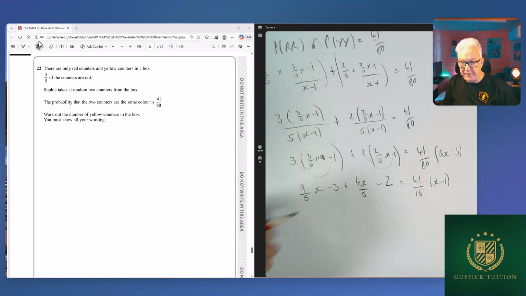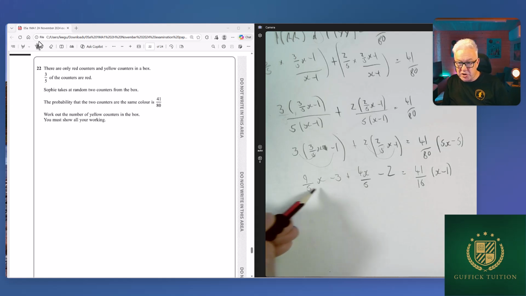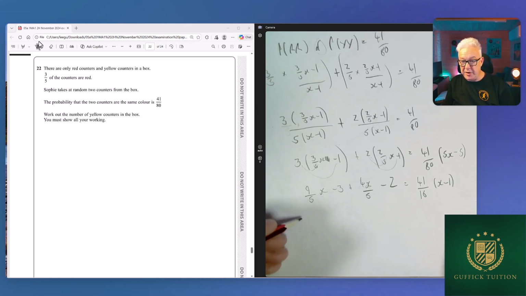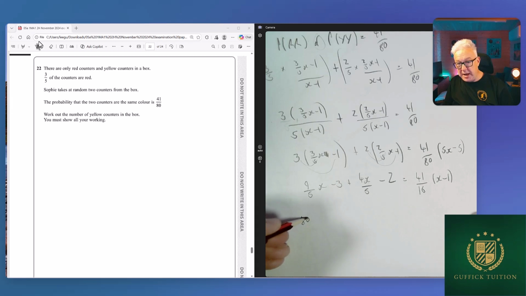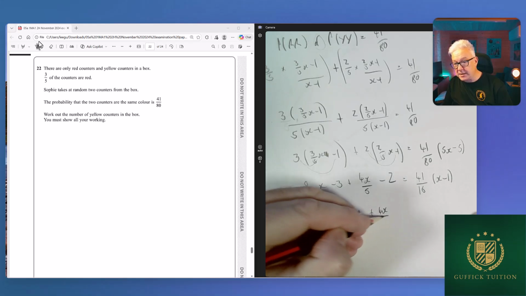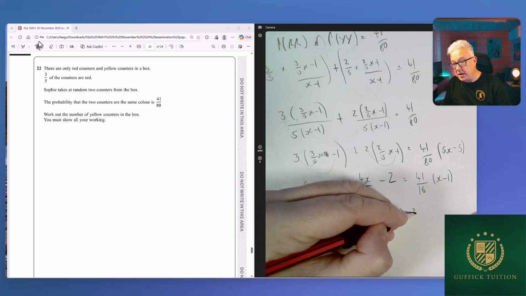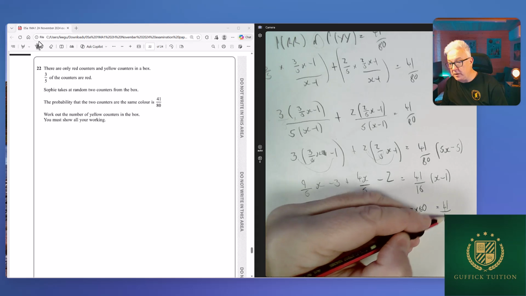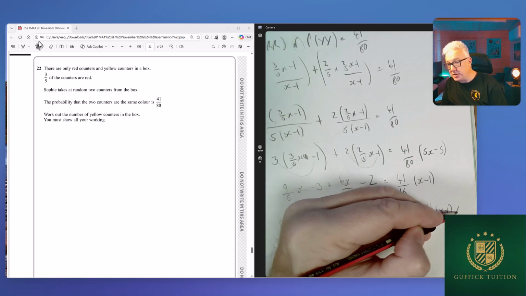So let's times everything by 5 to get rid of this fraction here. And we could times everything by 16 as well. So hang on, let's do that. 5 times by 16 is 80. So I'm going to times everything by 80 to get rid of all of this. Let's just write that down. So 80 times by 9 over 5 x minus 3 times by 80 plus 4x over 5 times 80 minus 2 times by 80 is equal to 41 over 16 times x minus 1 times 80.